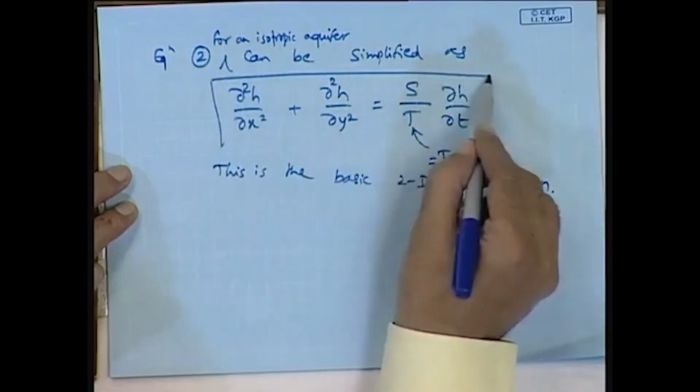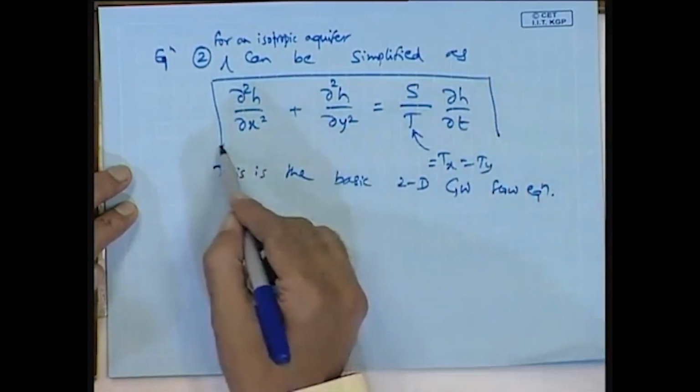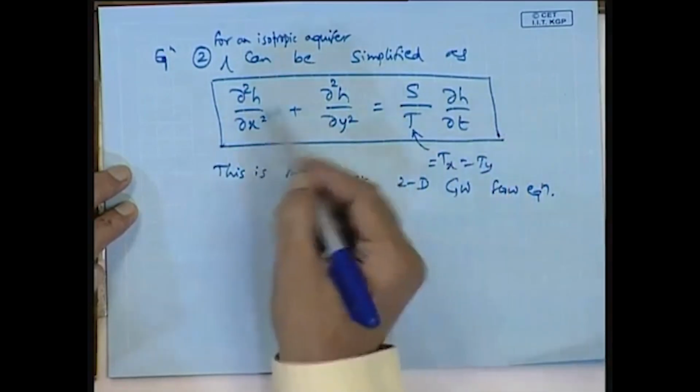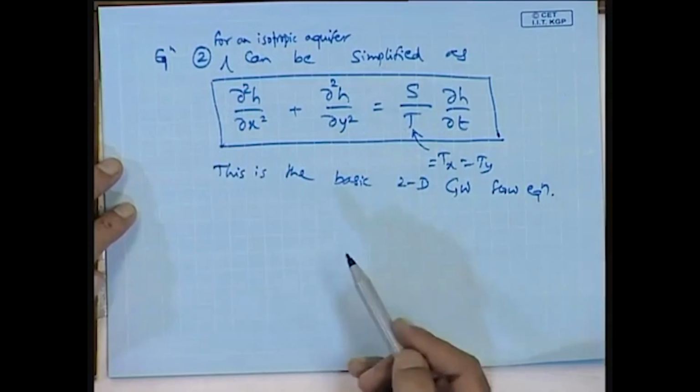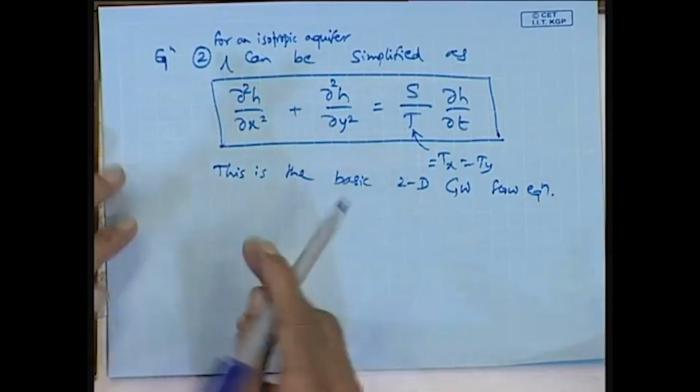So, in the next lecture, we will extend this 2-dimensional groundwater flow equation to the 3-dimensional one, and also we will see its variation when the flow is steady. Thank you.